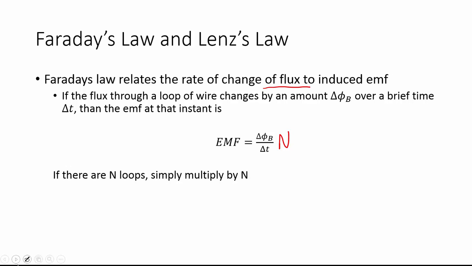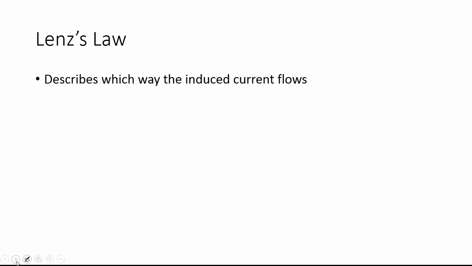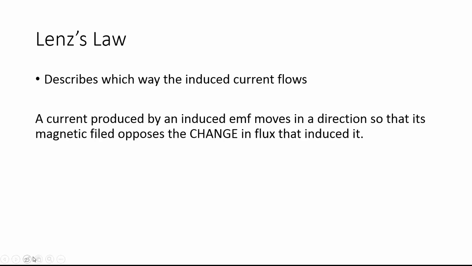Now that tells us the size of the electromotive force, but it does not actually tell us the direction. And to get the direction of the electromotive force, we use Lenz's law. Lenz's law is pretty straightforward. Lenz's law just says that the current that's induced will create a magnetic field that opposes the change in flux that induced it. Okay, so maybe that's not simple.